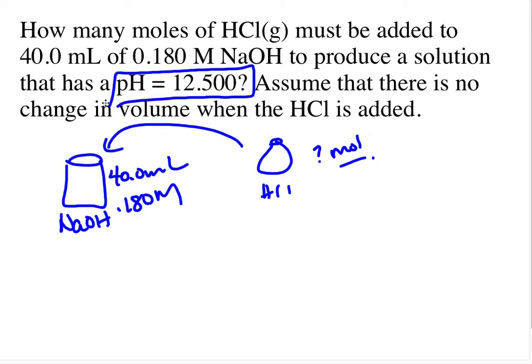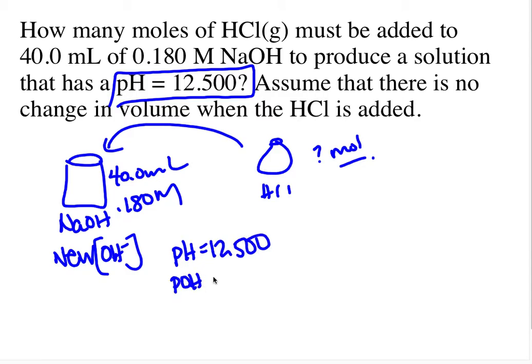So we are, once again, dealing with the OH concentration, which is what we want to look at. So what we need to do is figure out how much OH do we have to start with? How much OH do we need in the end? And therefore, how much of the hydrochloric acid is added in order to make that change occur? So our new OH concentration, how do we figure that out? Well, pH is equal to 12.50.